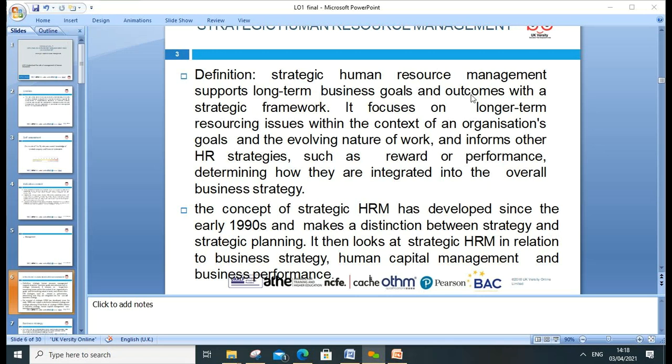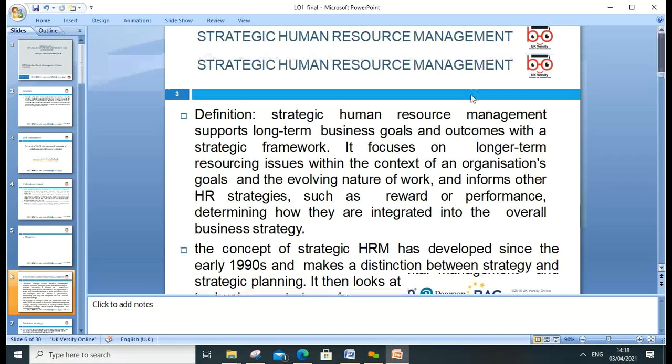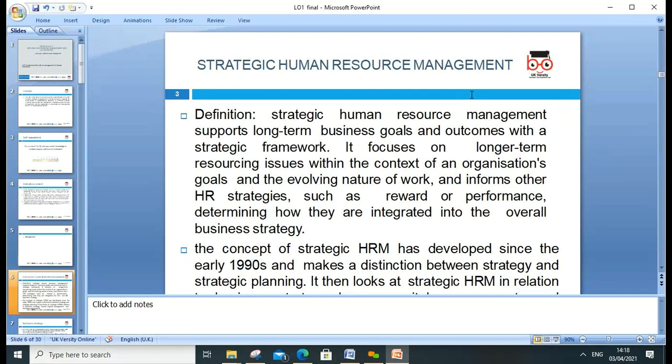So today, first, we'll define what terminologies we are going to know. Strategic management. What is meant by strategic management? What does strategic mean? Long term.